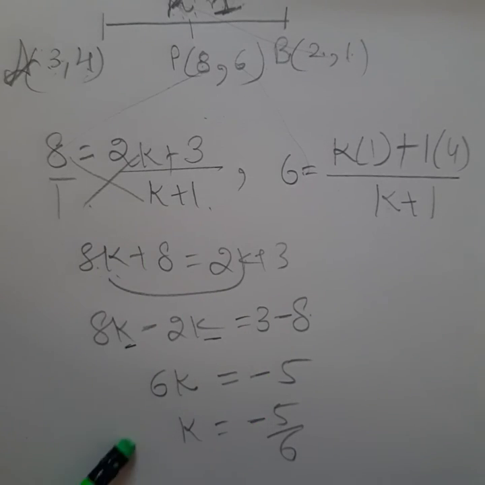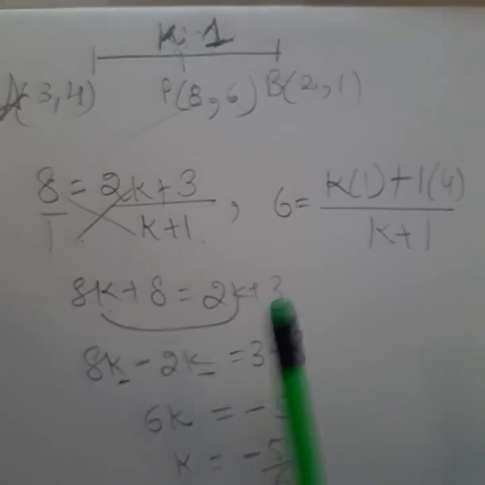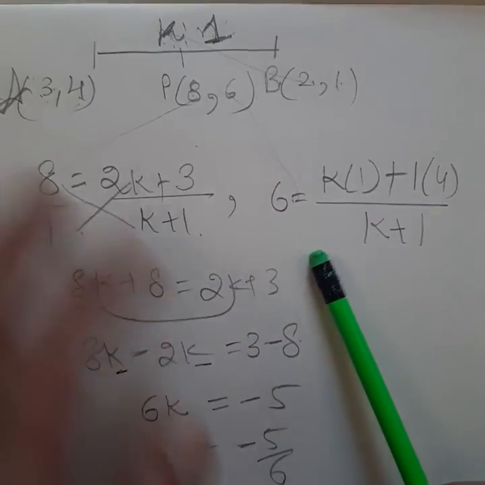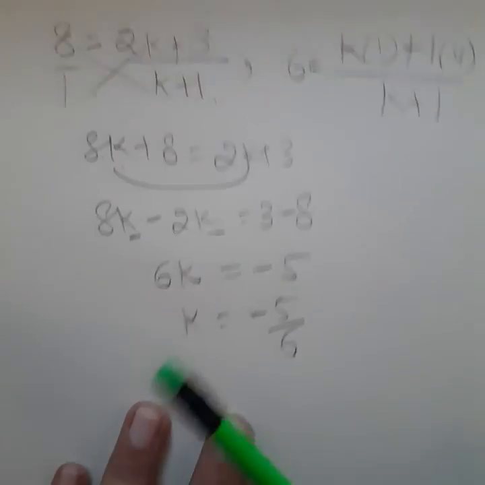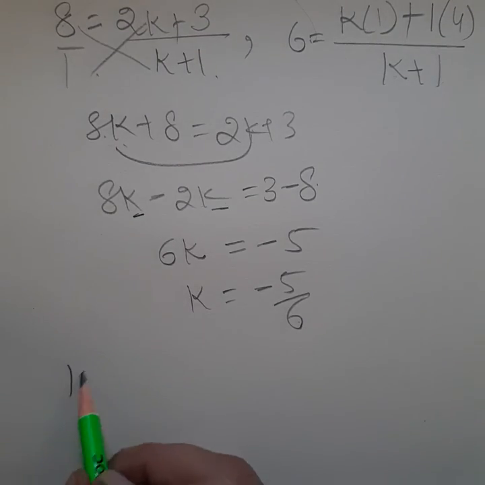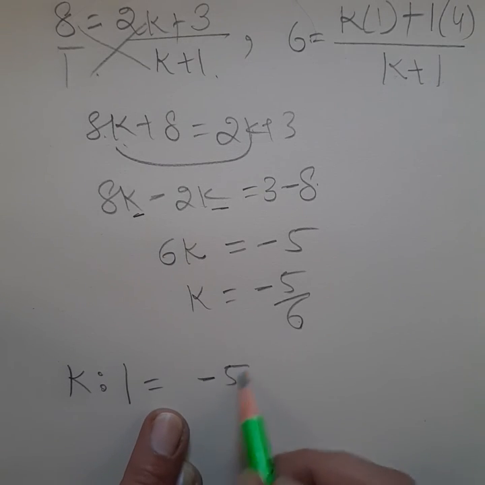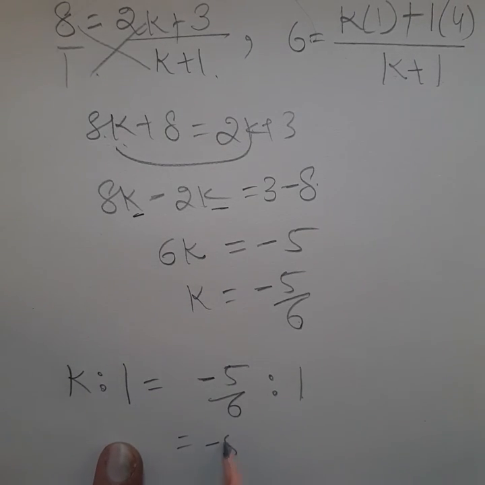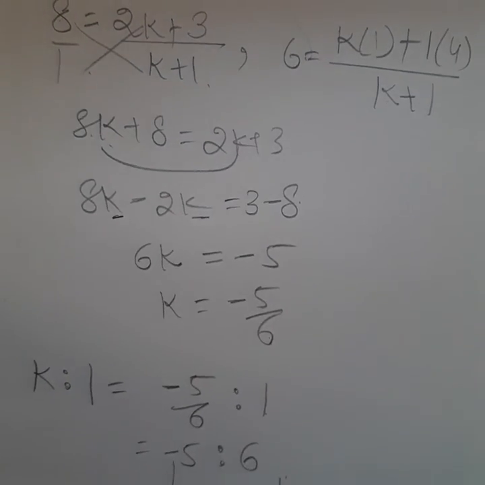Okay, now you have to put the value of k in this way, because you have to find the ratio. Okay, and to find the ratio k ratio 1, we have to write in this form minus 5 by 6 ratio 1, and in this way you get minus 5 ratio 6. Okay, so this is our ratio m ratio n.